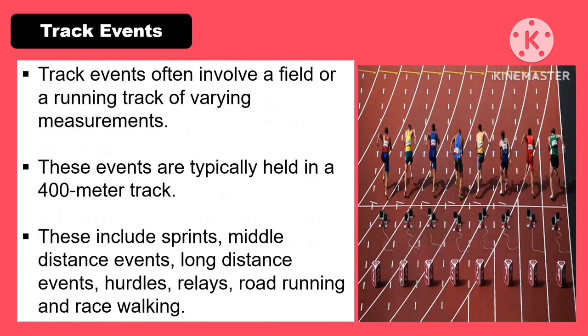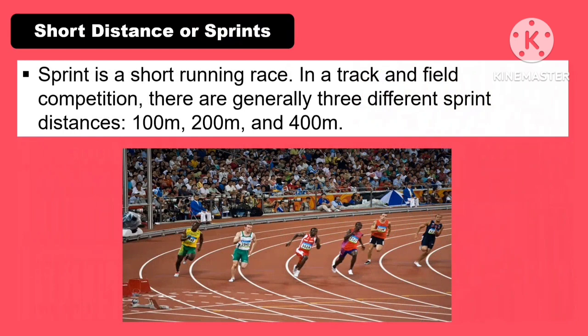Track events often involve a field or a running track of varying measurements. These events are typically held on the 400-meter track. This includes sprints, middle distance events, long distance events, hurdles, relays, road running, and race walking.